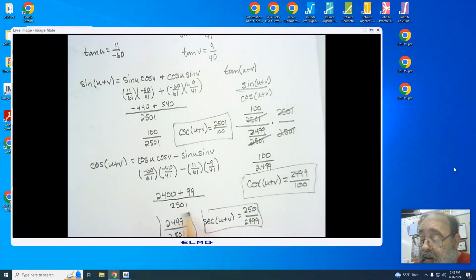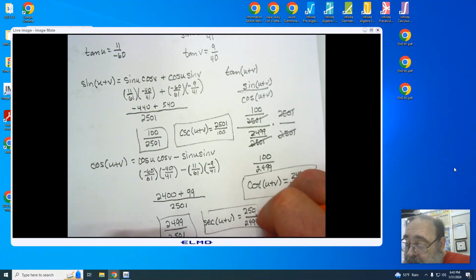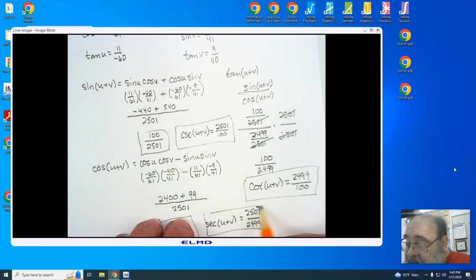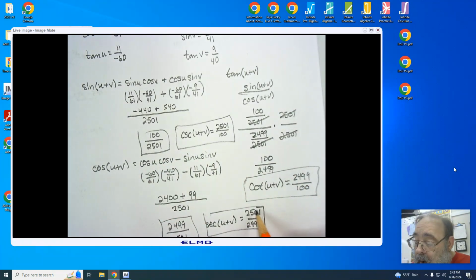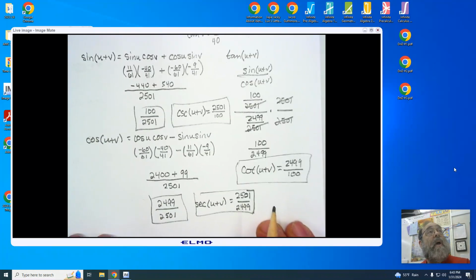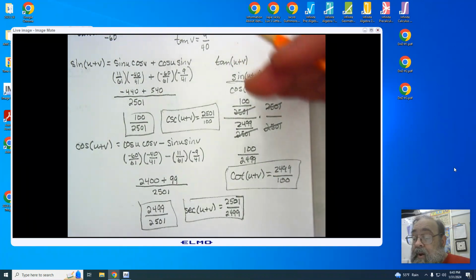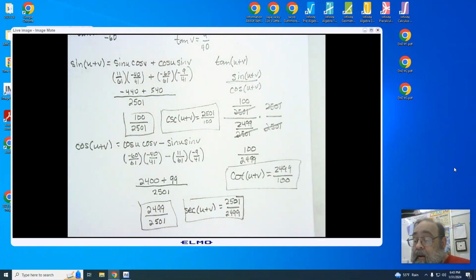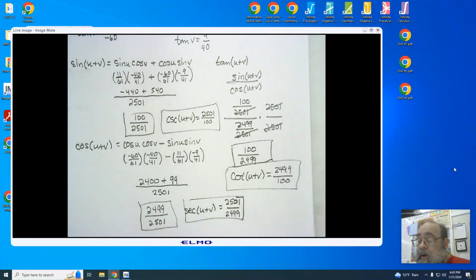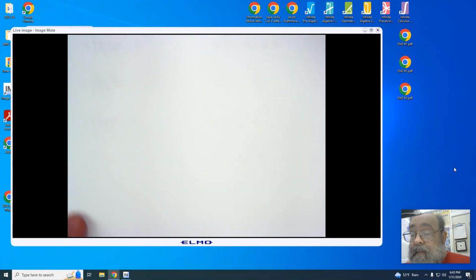Notice, in order to find my cosecant, cotangent, and secant, all I do is take the reciprocal, and that means that all of the work is done in finding the sine and the cosine. Since the tangent uses the sine of u plus v over the cosine of u plus v, I don't have to do any extra work to find my solution. These are the four, and I'm now able to move on to question number 8.